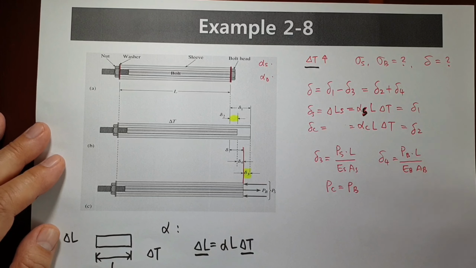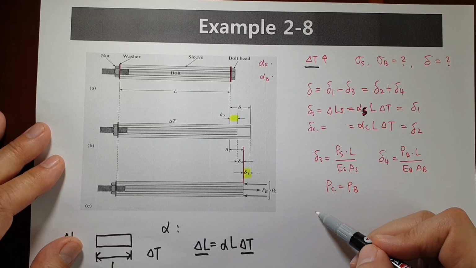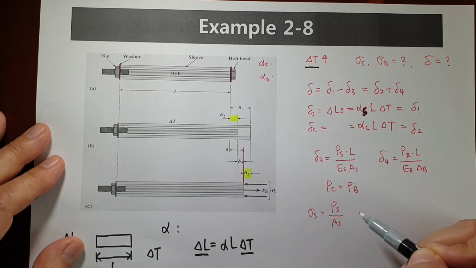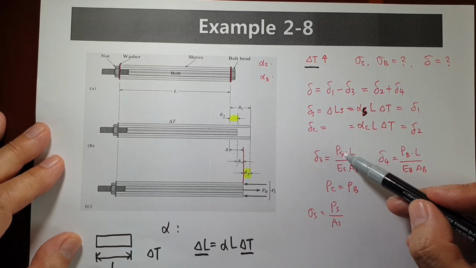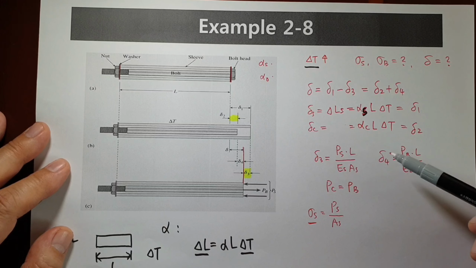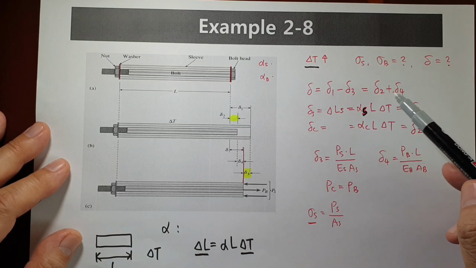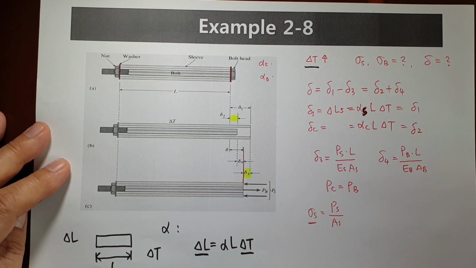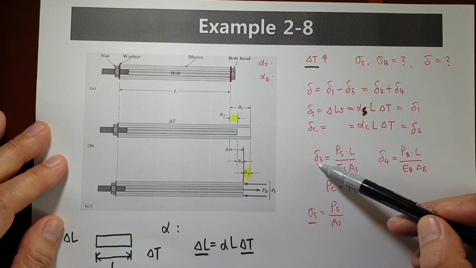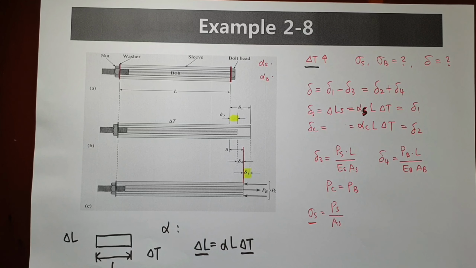And finally, when you calculate, sigma S equals what? P S over A S. If we know the P S value, then you can calculate sigma S. P S can be obtained through this relationship and this relationship. You can calculate the P S value. If you know the P S value, finally you can find the delta value as well. Okay, that's for this example.